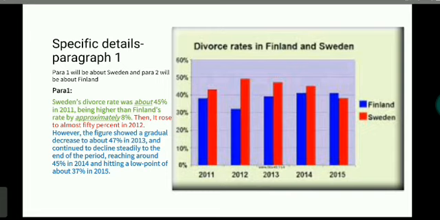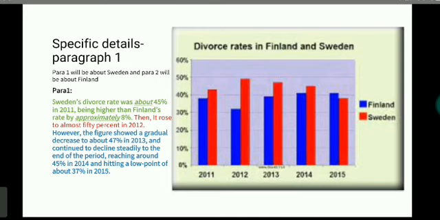So para 1 goes like this. Sweden's divorce rate was about 45% in 2011. The red bar is about 45% in 2011, being higher than Finland's rate by approximately 8%. So the difference between the red bar and the blue bar in 2011 is 8%.